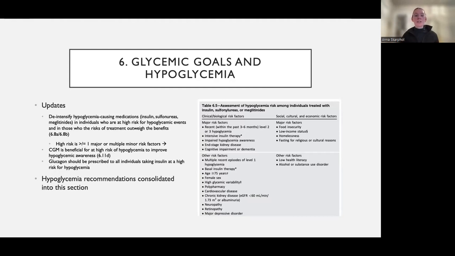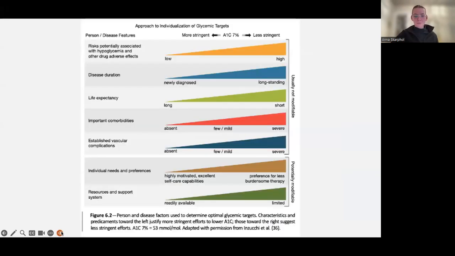And then one recommendation that they make, glucagon should be prescribed to all individuals taking insulin at high risk for hypoglycemia. That's often something that gets left off, or patients don't always pick up, but it is really important to have on hand. And they also, this is new this year, they put all the hypoglycemia recommendations in section 6. Before they'd kind of been scattered throughout the guidelines.